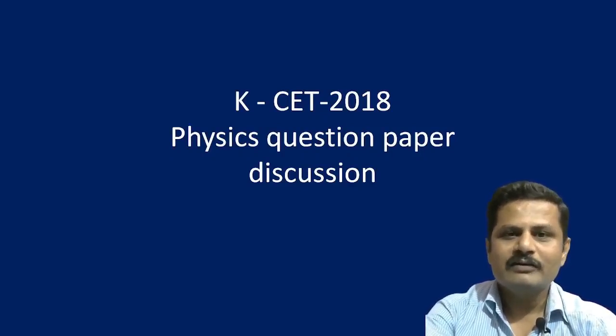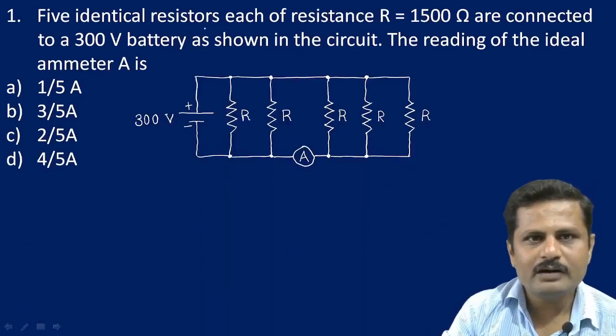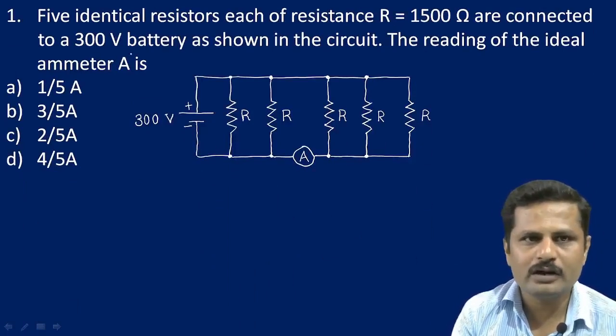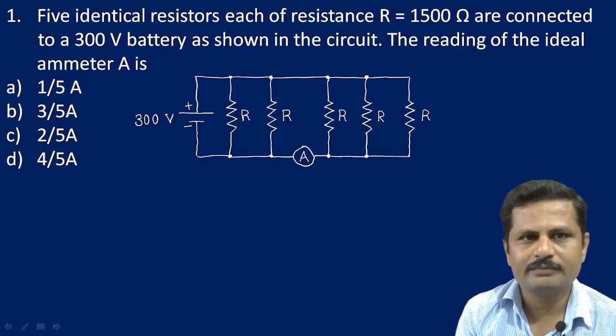Okay, let's get started. Let's have a look at the very first question. Five identical resistors, each of resistance R equals 1500 ohm, are connected to a 300 volt battery as shown in the circuit. The reading of the ideal ammeter is?